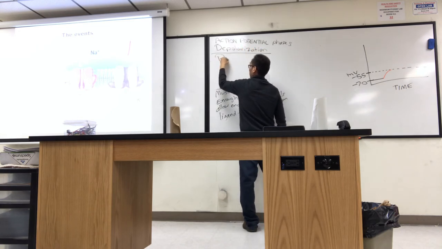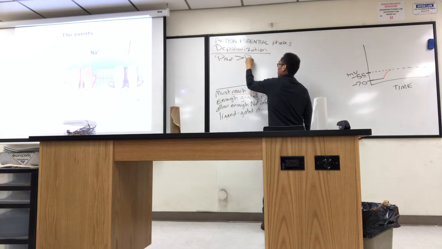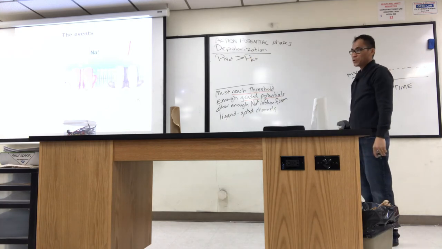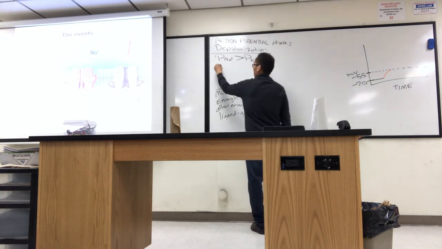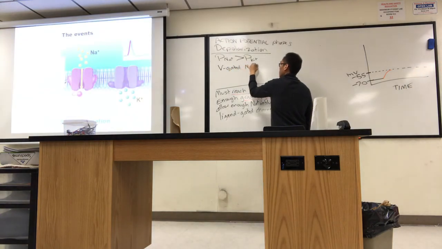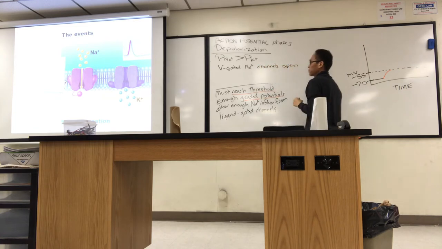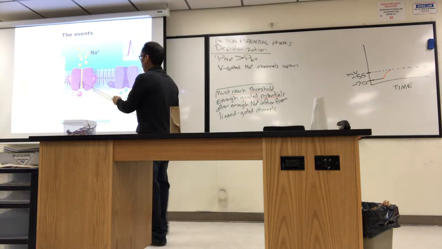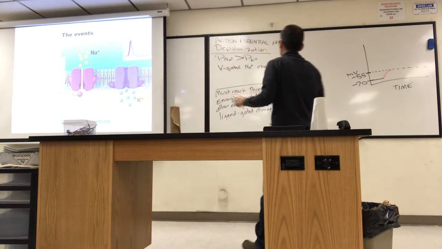Think about it this way. The permeability of the cell to sodium is much greater than that of potassium. The voltage-gated sodium channel is open because of the sodium influx that opened it. I'll just put V-gated sodium channels open. That's what the picture shows. Both gates are open. And the sodium influx is causing the cell to depolarize.